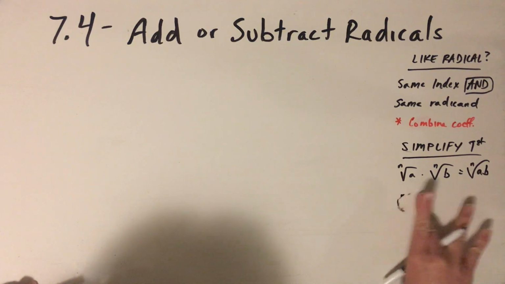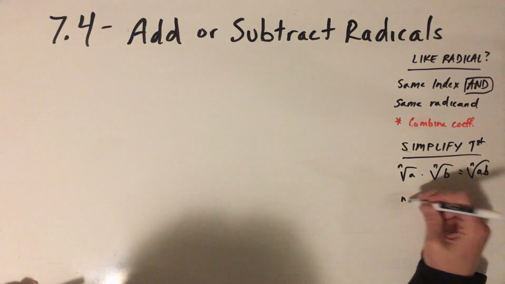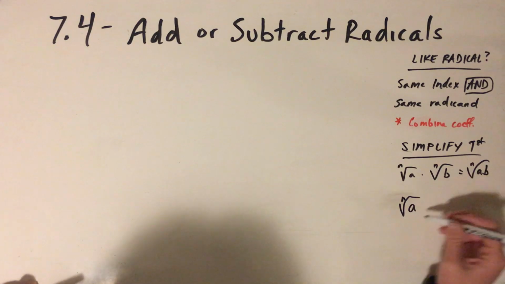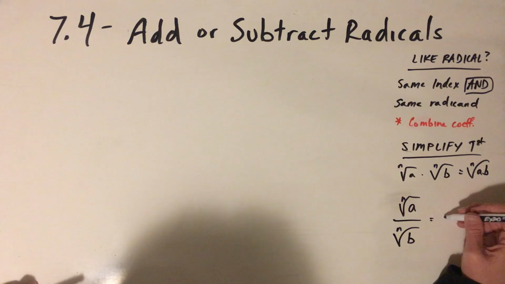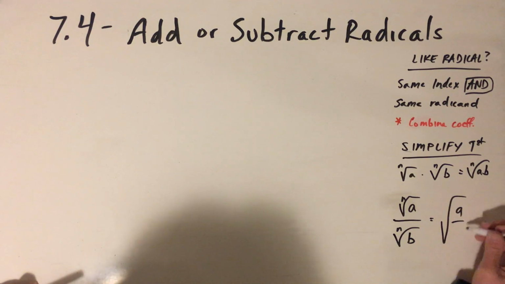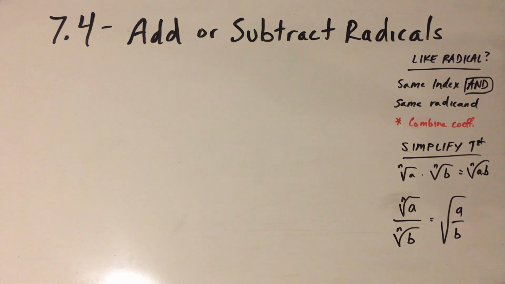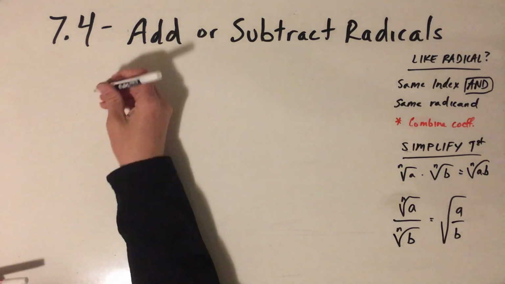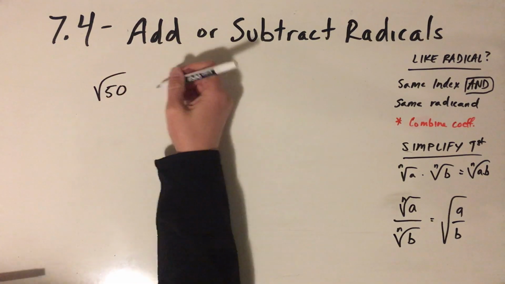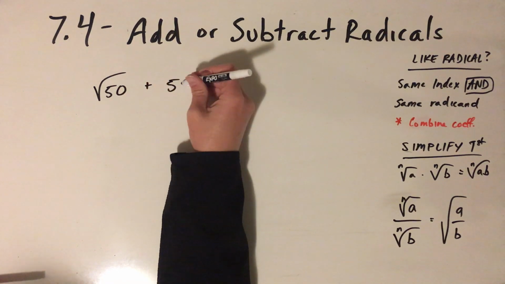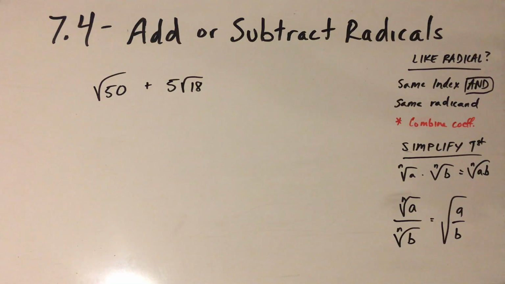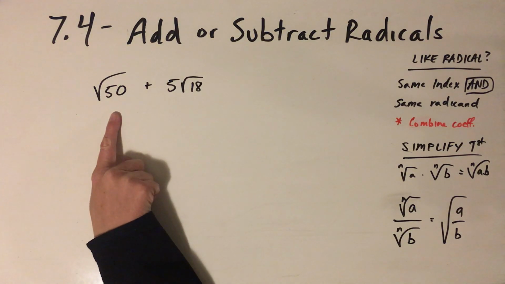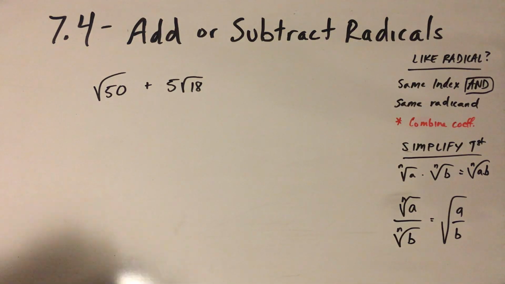Well, that was an ugly one. Let me try that one again. It's not much better, but that's all right. Okay, this is the same thing as this. So we're going to use these rules that we just worked on in the last section to add and subtract these. So if I were given the square root of 50 plus 5 root 18, I'm going to look at this and say, well, 50 and 18 aren't the same, but what could I do to 50 to simplify it? What could I do to 18 to simplify it?